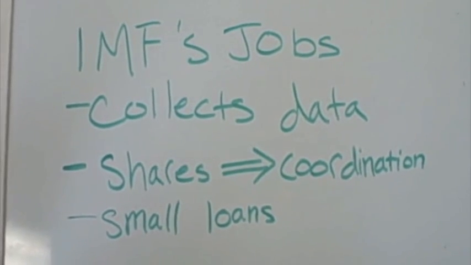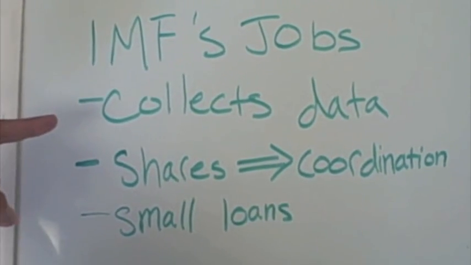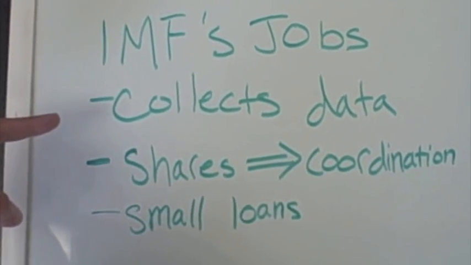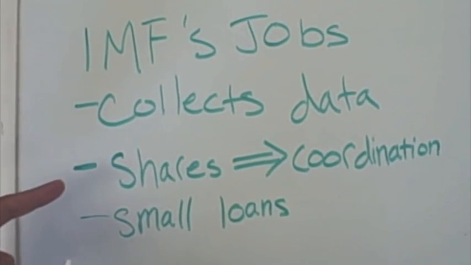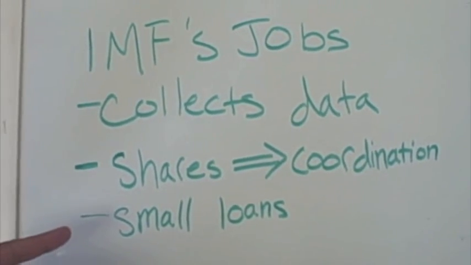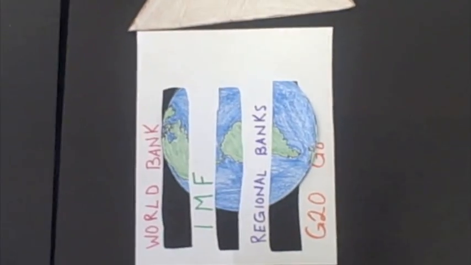So what does the IMF do now? Well, it collects and analyzes data on nations' economic policies and then shares this data with other member countries so that coordination is possible. It also provides small loans to countries in need.